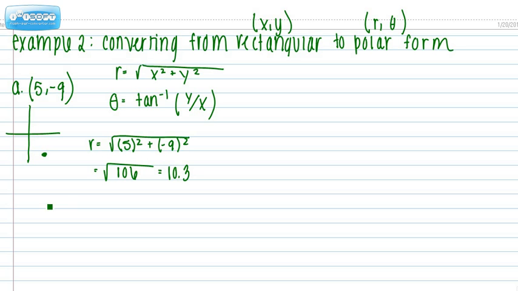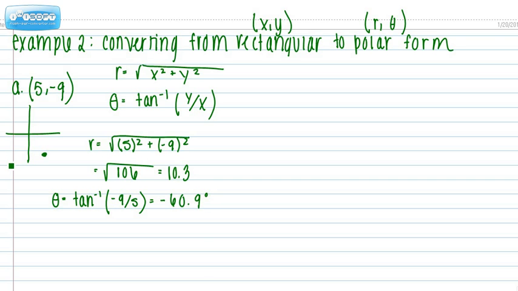For the second part, I need to figure out my theta value. So I'm going to use my calculator. I do want to make sure that we are in degree mode. So I'm going to evaluate tangent inverse of -9 over 5. And when I plug that into my calculator, I should get an answer of -60.9 degrees.